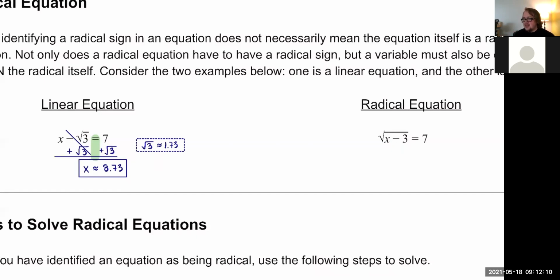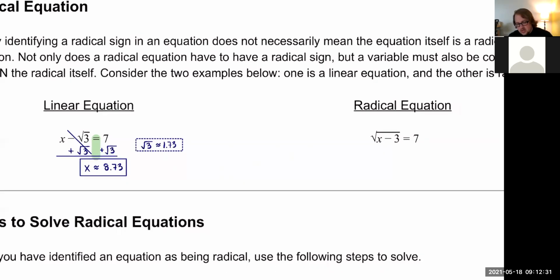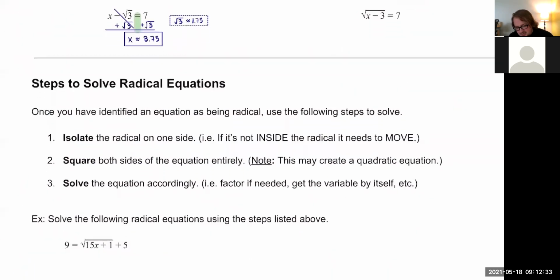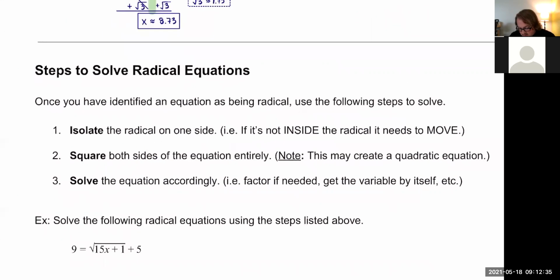They are hidden right now inside the square root, and until I take care of the square root or get it out of the way, I can't move the x, not that I would want to, I can't move the -3. I can't really do anything with that problem using the skills we've used in the past with linear equations. So as a result, we have to have a slightly different approach, which is why I've given you steps for solving radical equations.